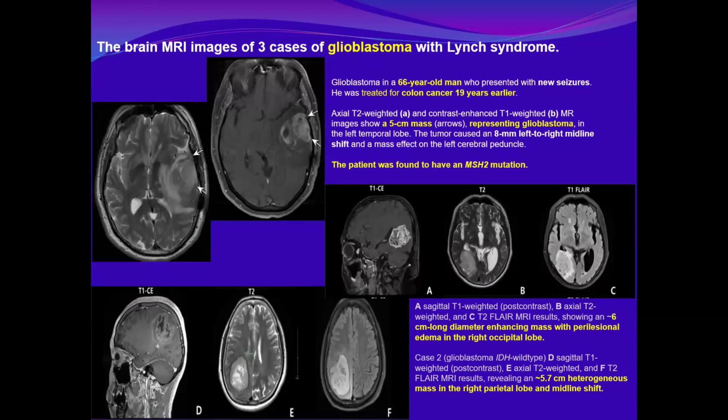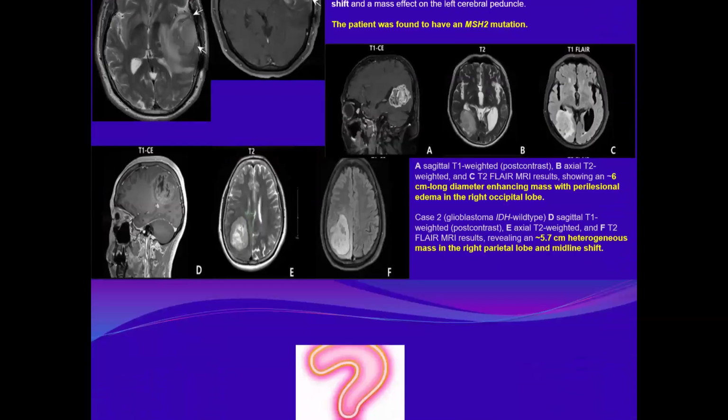Okay, and here this is glioblastoma in 3 patients having Lynch syndrome. We can see the aggressive type of lesions with necrosis and perilesional edema. In the first one here, a 66-year-old presented with new seizures. He was treated for colonic cancer 19 years ago, and the patient was found to have an MSH2 mutation.